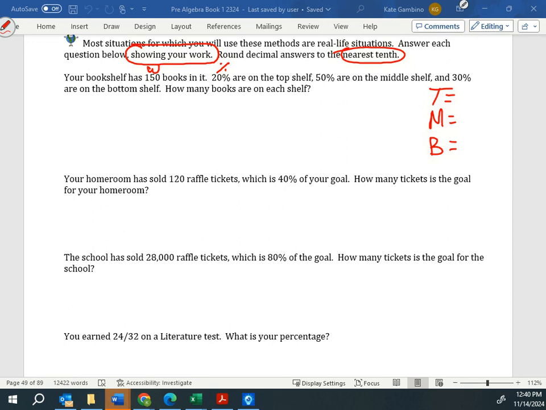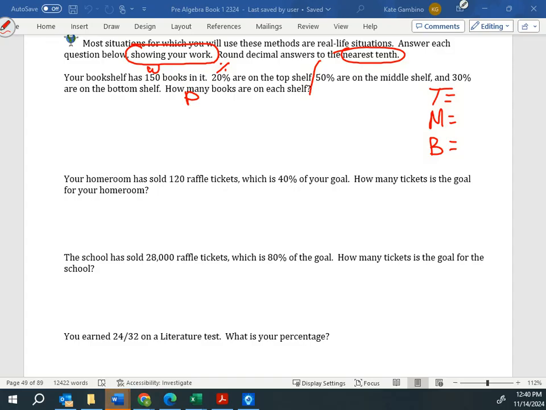And then 50% is the percent. Oh, no. We're just doing the top shelf right now. And then how many books on each shelf is the part. How many books is that that's on that top shelf is my part.